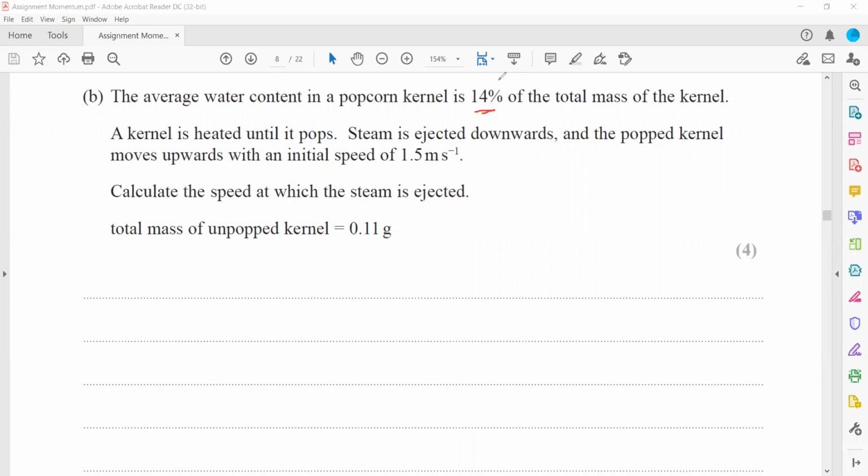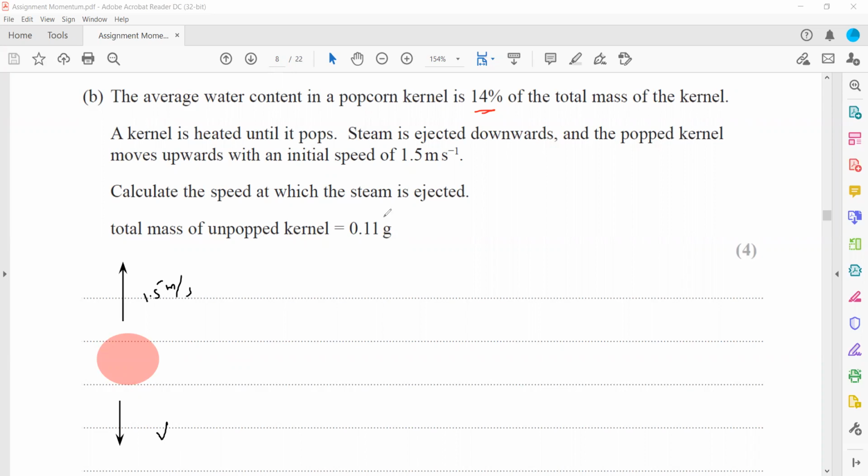So we'll use the conservation of momentum, since something pops or explodes. The initial momentum is 0. So if this was the unpopped kernel, when it pops, it ejects water, meaning part of the water will come out, which is downward, and the popped kernel will move upward with a velocity of 1.5 meters per second. We have to calculate the velocity at which the steam is ejected.